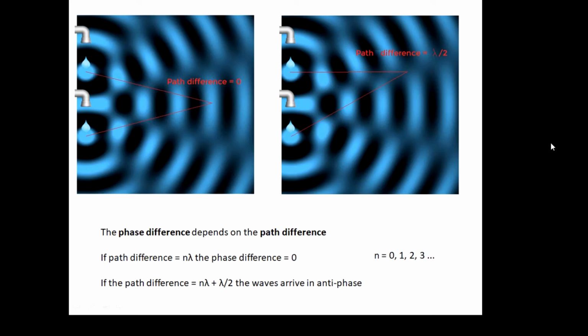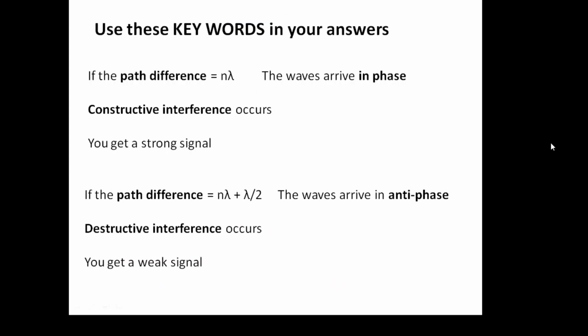Where you get destructive interference is if the path difference is nλ + λ/2. Then they will arrive in antiphase and you will get destructive interference. Here's a summary of all of that. If you get a question asking you to explain, then make sure you use these keywords. Use all of these keywords.